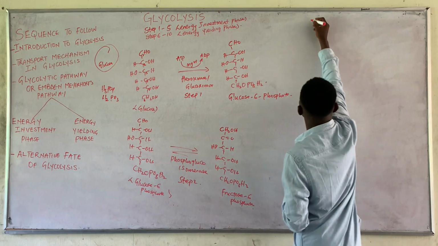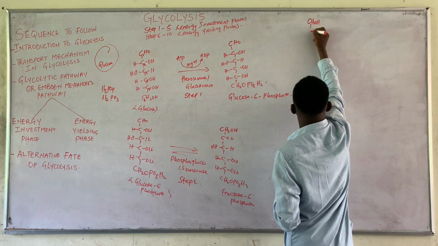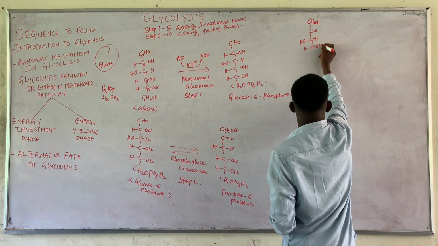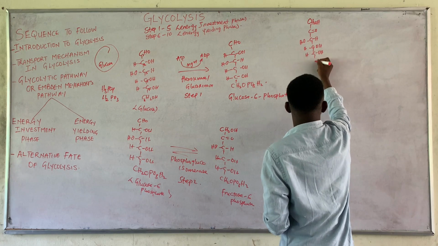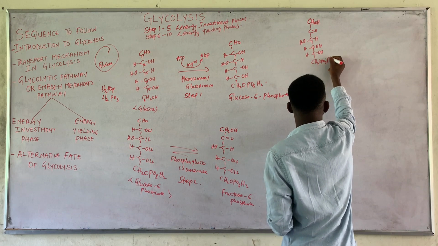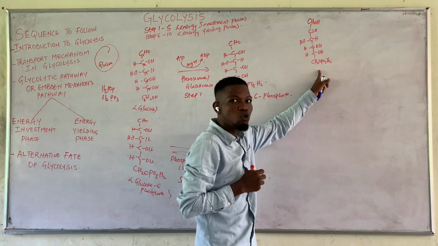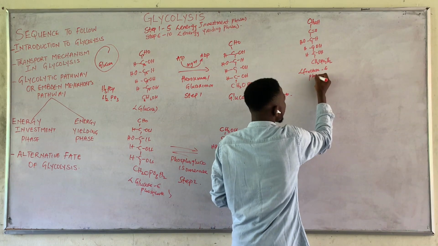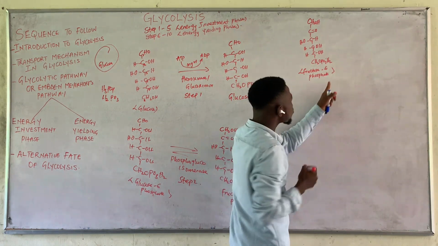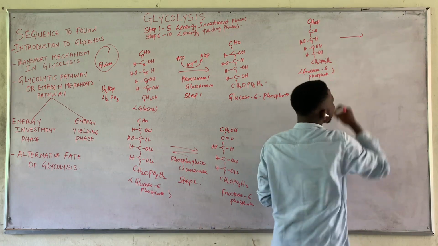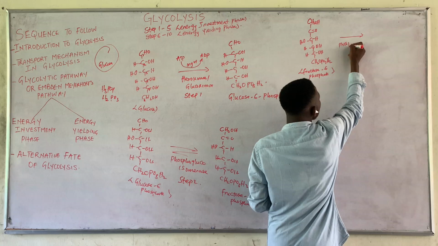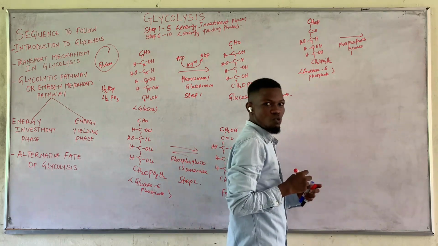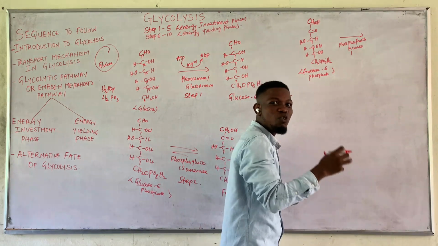So the step 3, we have CH2OH, C double O, COH, H, CHOH, CHOH, CH2O, PO3, H2. So this is fructose 6-phosphate. This fructose 6-phosphate will be acted upon by an enzyme that we call phosphofructokinase 1. Anywhere near kinase, what does that mean? It's either they remove or they add phosphate.